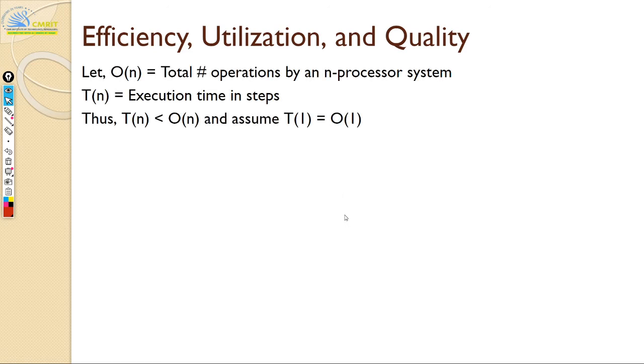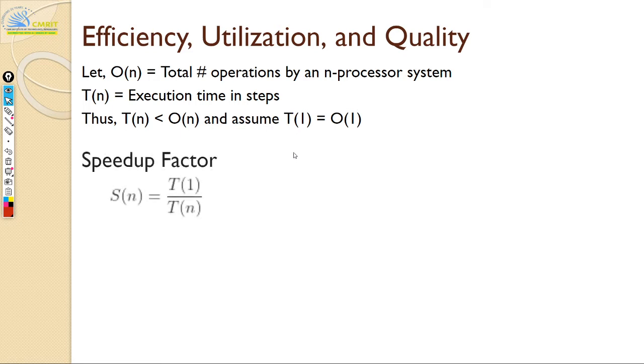Now, based on Amdahl's law and a few other metrics that we saw, we are going to see a few more extended metrics. If O of n is the total number of operations by an n processor system, in other words, your parallel algorithm, and T of n is the execution time in steps, we are going to take these two notations and say that T of n is less than or equal to O of n. Then we assume T of 1 is equal to O of 1. So when your problem size is 1, the time taken is T of 1.